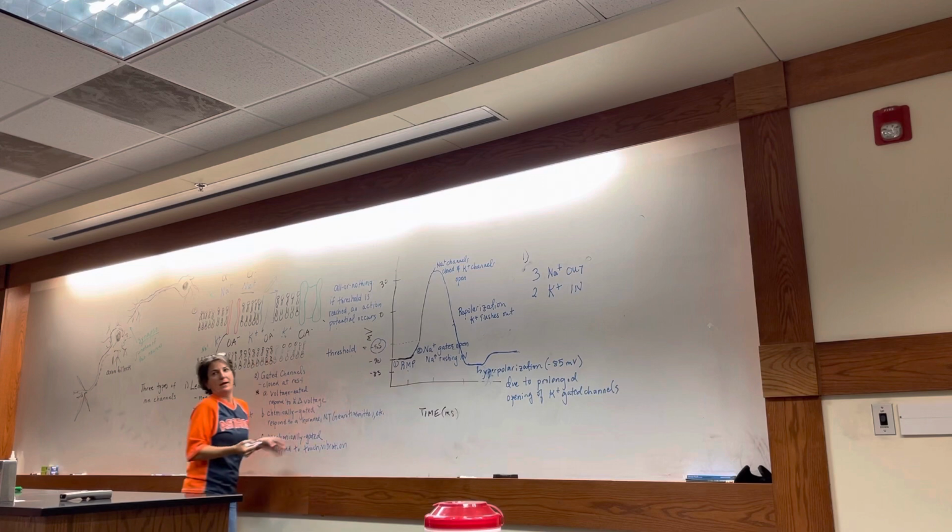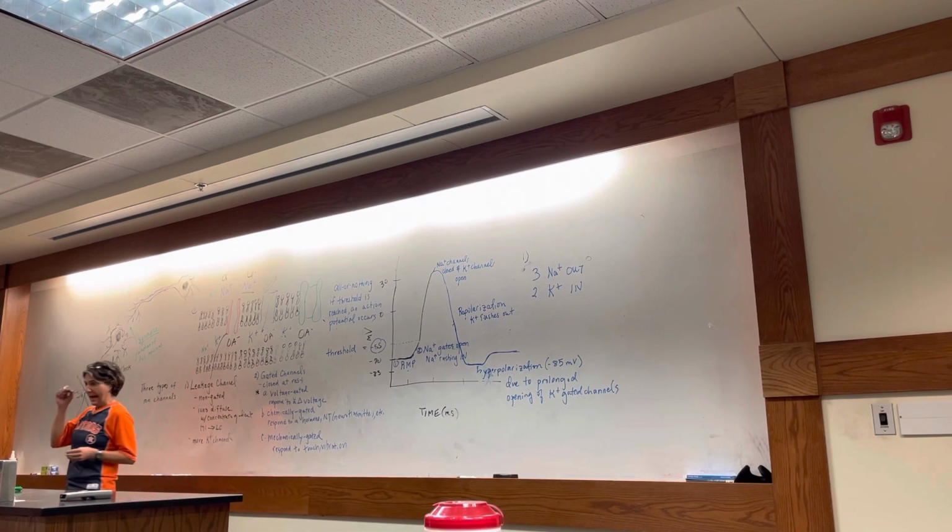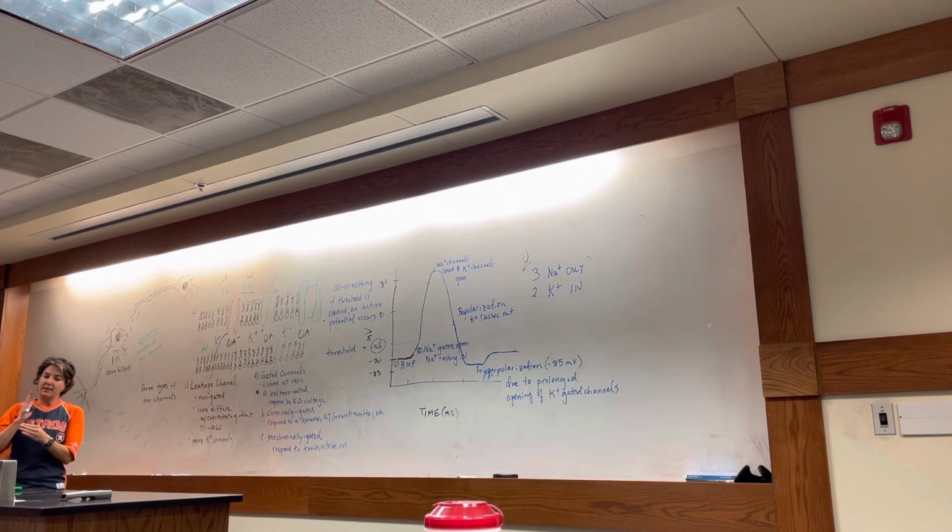It might stop at -50, it might stop at -60, it might stop at -56. It has to reach -55. In other words, it has to become more positive by that much. If it doesn't reach threshold, then it stops. If it reaches threshold, then the signal continues. It doesn't necessarily signal any stronger, it just happens or it doesn't. So it doesn't degrade, it just happens or it doesn't.